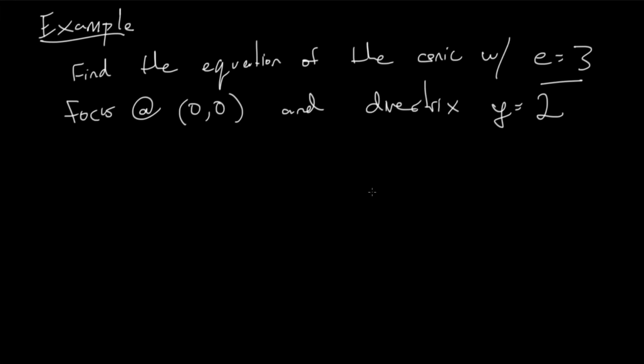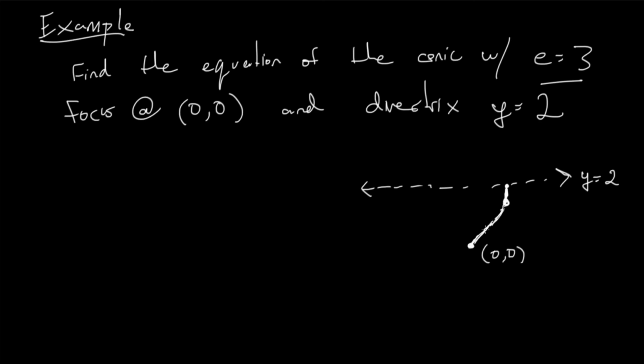So we have a horizontal directrix this time at y equals 2. We have the focus at 0, 0. And we have eccentricity 3. So the distance from the focus is going to be 3 times as far as the distance from the conic to the directrix.